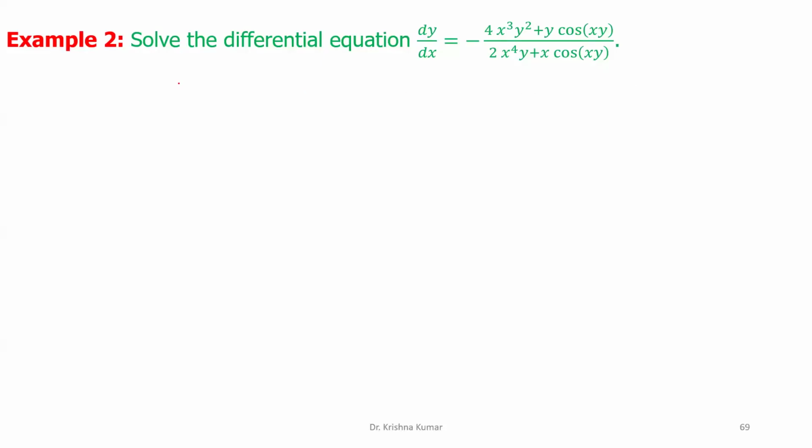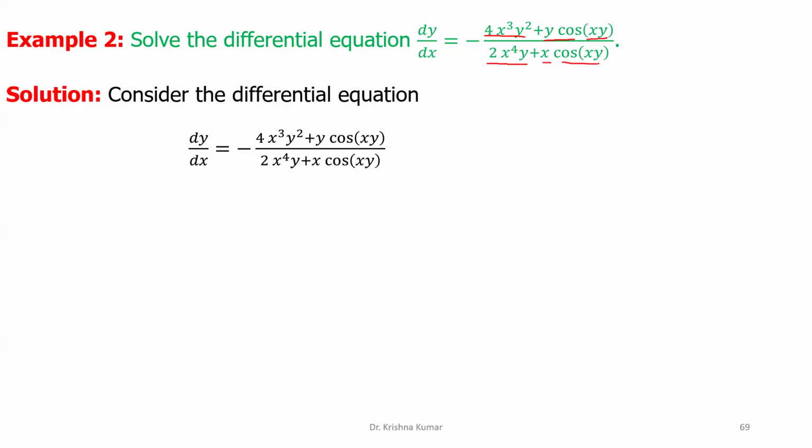In this lecture, we solve the differential equation dy/dx equal to minus (4x³y² + y cos(xy)) divided by (2x⁴y + x cos(xy)). Consider the differential equation dy/dx equal to minus (4x³y² + y cos xy) upon 2x⁴y + x cos xy.